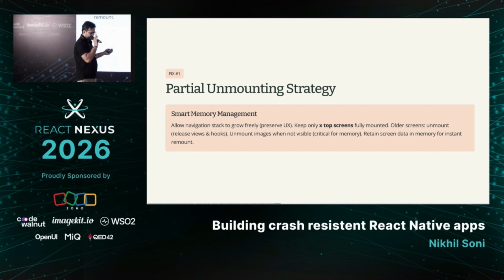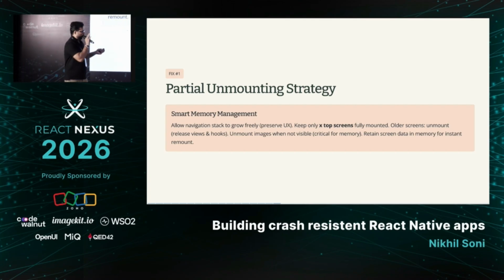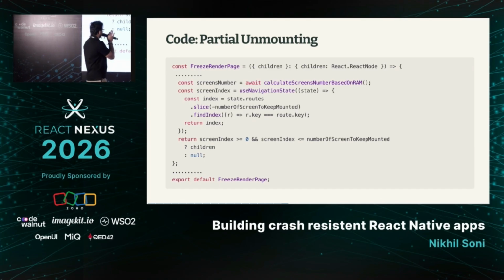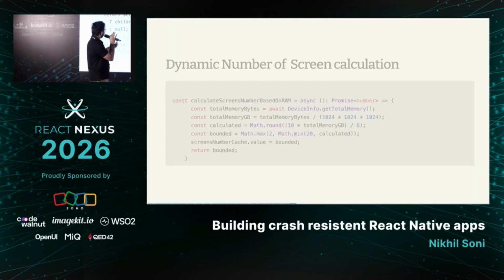And the rest will be unmounted. And when you go back, again the last one will be getting mounted and the top one will be getting unmounted. So what will we get out of it? First we calculate the number of screens that need to be mounted, and then according to that we can render it, whether it should be rendered or it should be null.